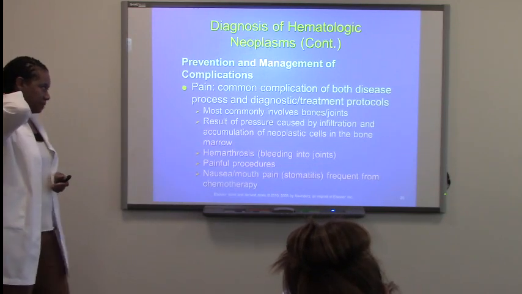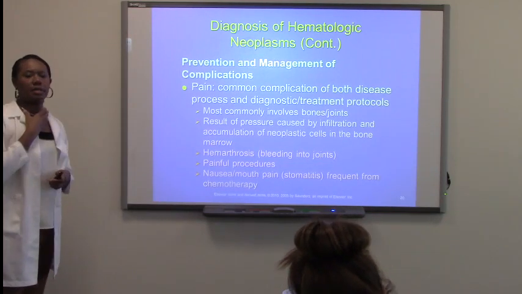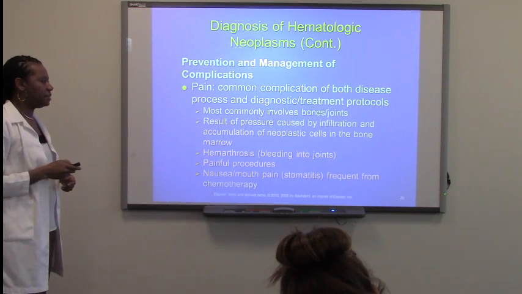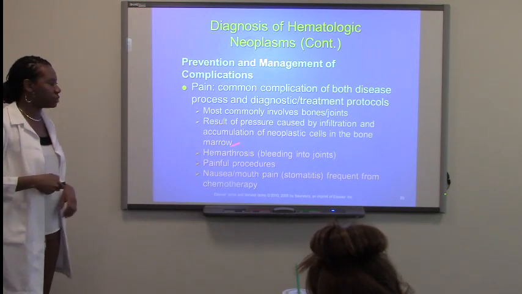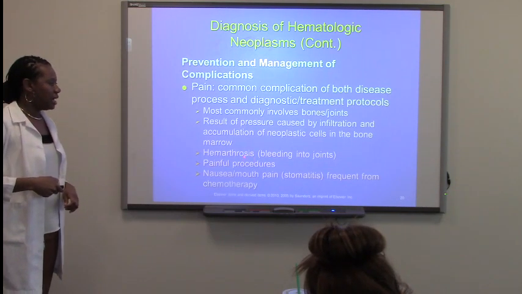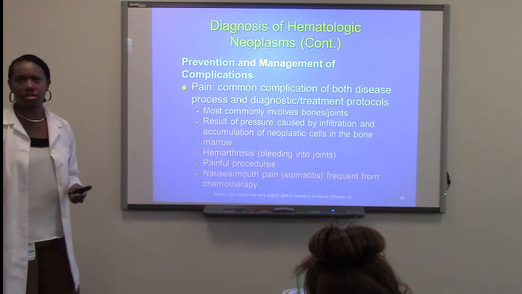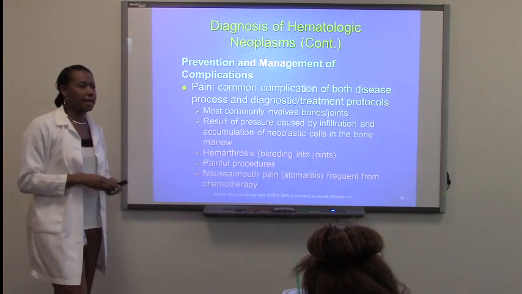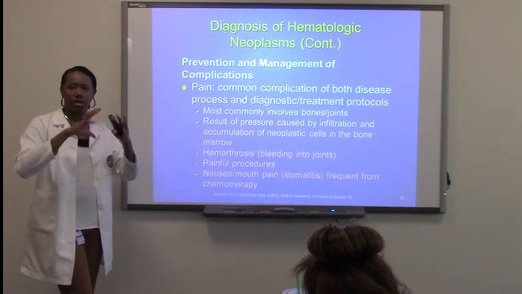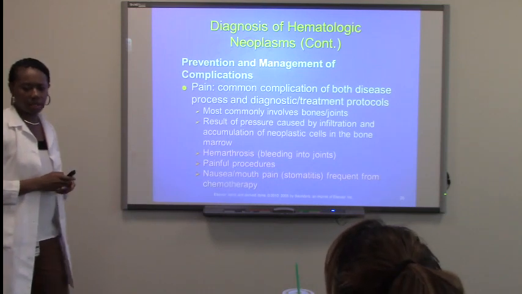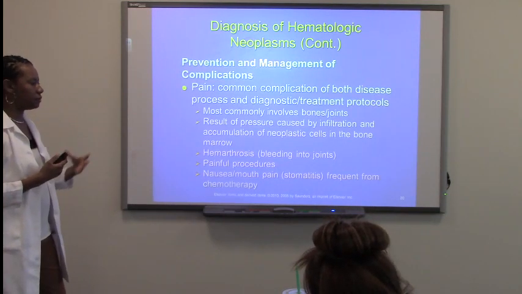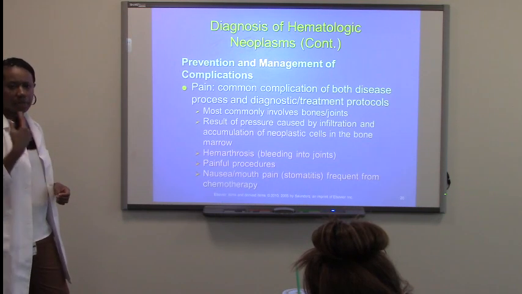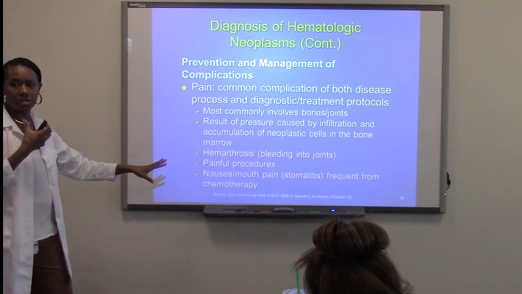Now, for pain, most of the time it is in the bones and the joints with these individuals. They can sometimes have bleeding in the joints, which is called hemarthrosis. I have some pictures that I didn't get a chance to pull up, but I do have pictures posted on Ecology of a person that has hemarthrosis. Basically the joint is swollen and you can tell that it's filled with fluid and blood. Also, sometimes the procedures can be painful, and if these individuals have skin lesions, that can also add to their pain.